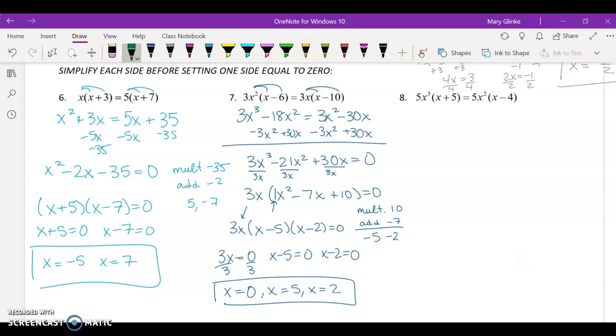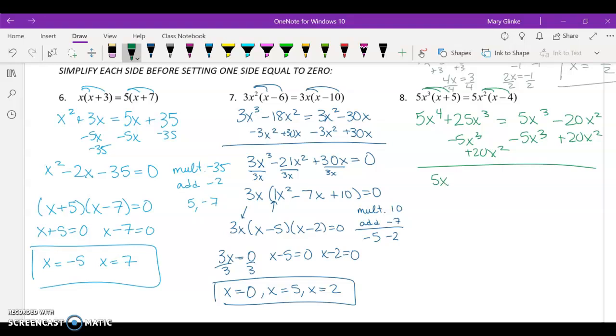Okay, last example here, same process though. So 5x to the 4th plus 25x cubed. Distribute the other side to get 5x cubed minus 20x squared. Get it equal to 0. Oops, I changed that to a 2. We get 5x to the 4th plus 20x cubed plus 20x squared equals 0.